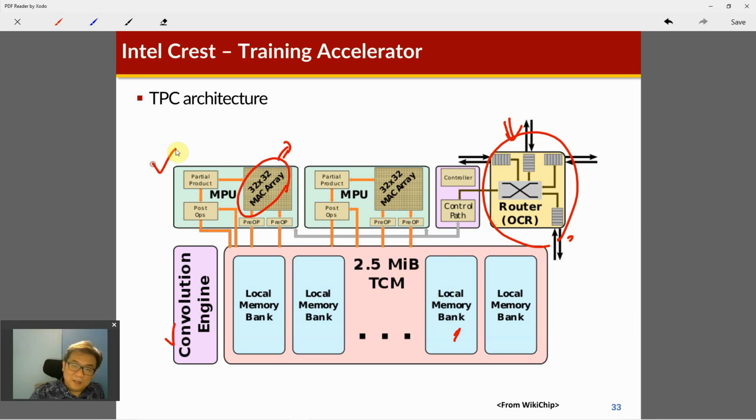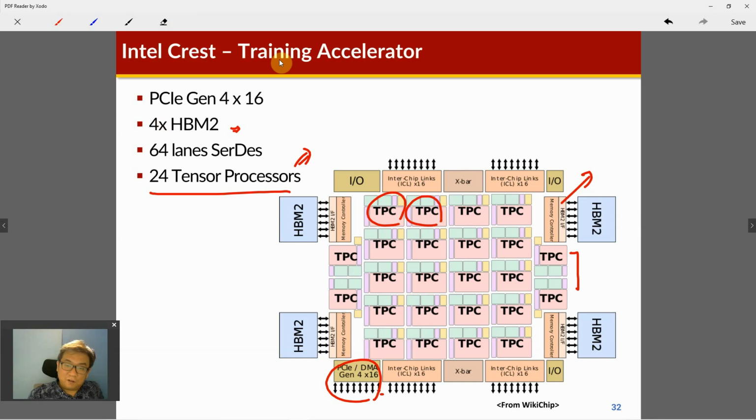So these are some basic units of the tensor processor core, and IntelliCrest has 24 tensor processor cores, and these tensor processor cores are connected to each other via a mesh type interconnection network. Okay. So it's just compute cores for matrix multiplication, MAC, connected to each other. So interesting.